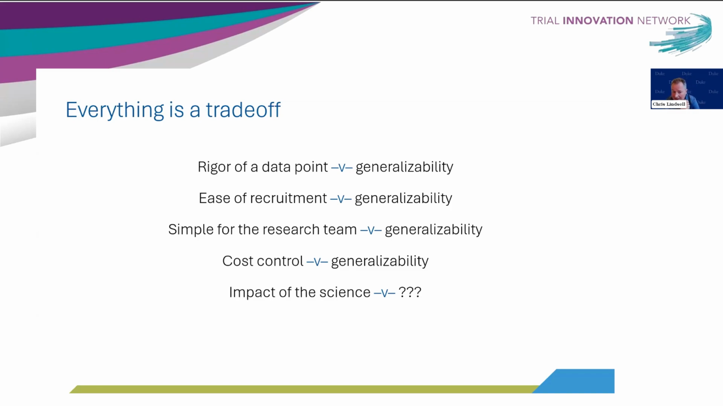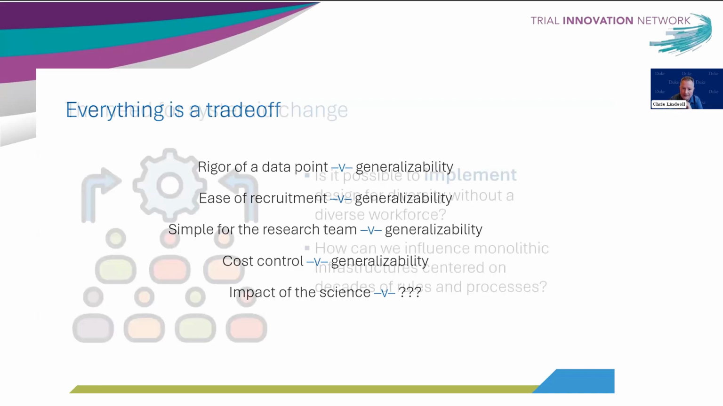I would argue that design for diversity, where we integrate rigor, we make recruitment easy, we make it simple for the participant, and we focus our funds on centering the participant in our design, we actually take the impact of the science up because it becomes generalizable. If we don't design for diversity, the lack of generalizability is a negative to our impact.